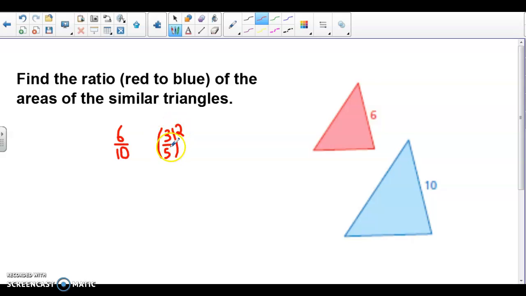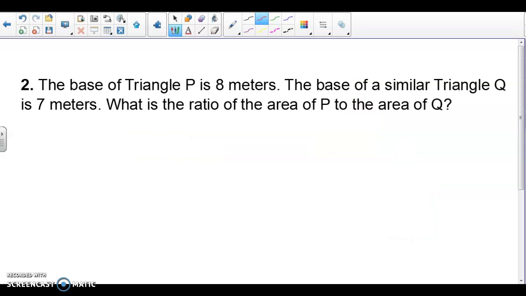So when we're squaring a fraction like this, we square the numerator and we square the denominator. 3 squared is 3 times 3, which is 9. 5 squared is 5 times 5, which is 25. And that is the ratio of the areas of the similar triangles. We could have gotten the same answer if we just squared the original. It would have been 36 over 100, and then you would have just had to check to see that 4 goes into both of them and simplify it from there. But it's a little bit easier to simplify it before you square it.